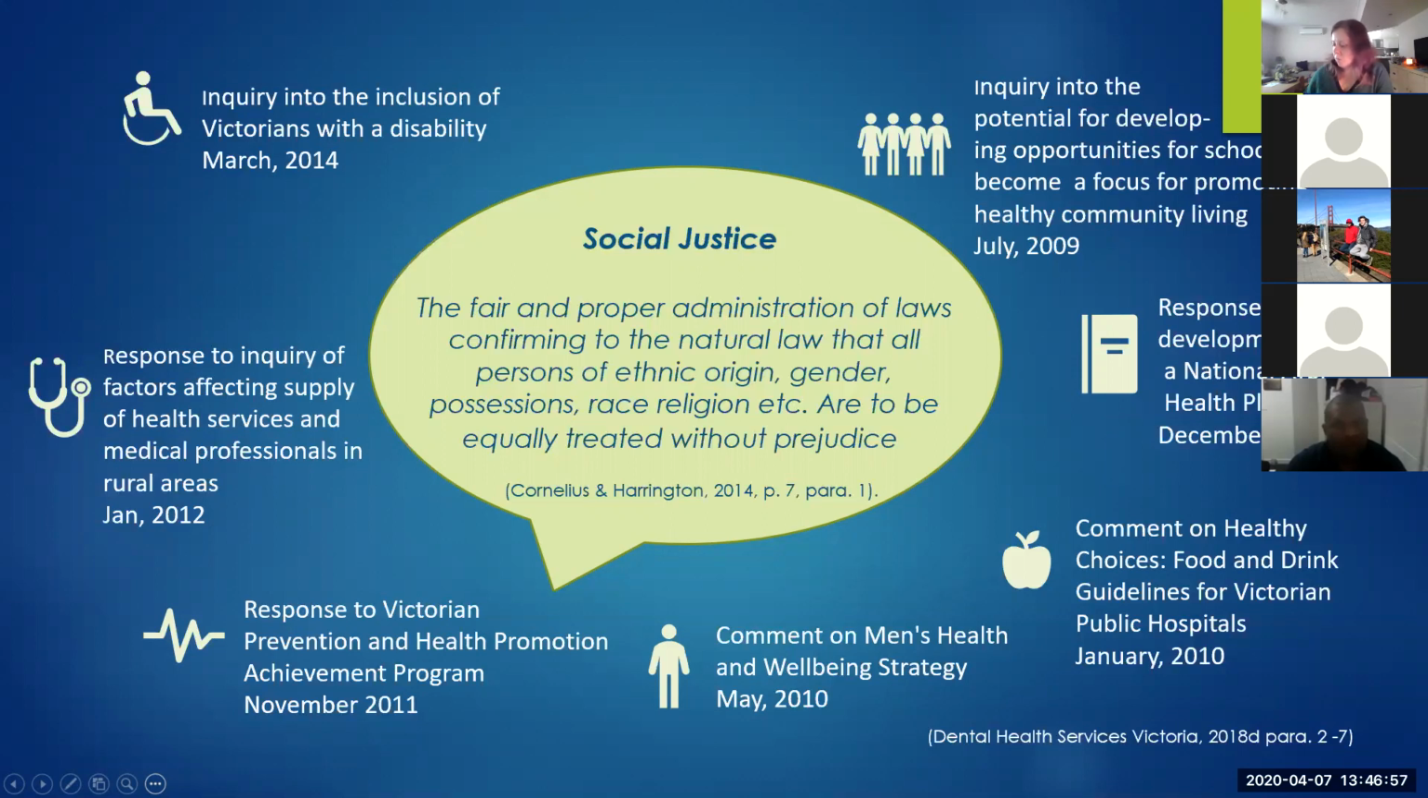Now let's zoom in to the bottom right of that slide on the comment on healthy choices. What DHSV did is that it showed proactivity by using the healthy choices policy, and it found a way to improve oral health, which is the organisation's main aim and objective. And it influenced policymakers, and therefore we've received this food and drinking guideline for Victorian hospitals. And this can be seen in other policy statements and responses on the slide there.